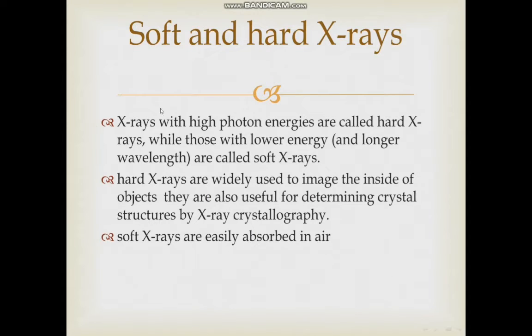Soft and hard X-rays. X-rays with high photon energy and short wavelength are called hard X-rays, while those with lower energy and longer wavelength are called soft X-rays. Hard X-rays are widely used to image the inside of objects. They are also useful for determining crystal structure by X-ray crystallography. Soft X-rays are easily absorbed in air.